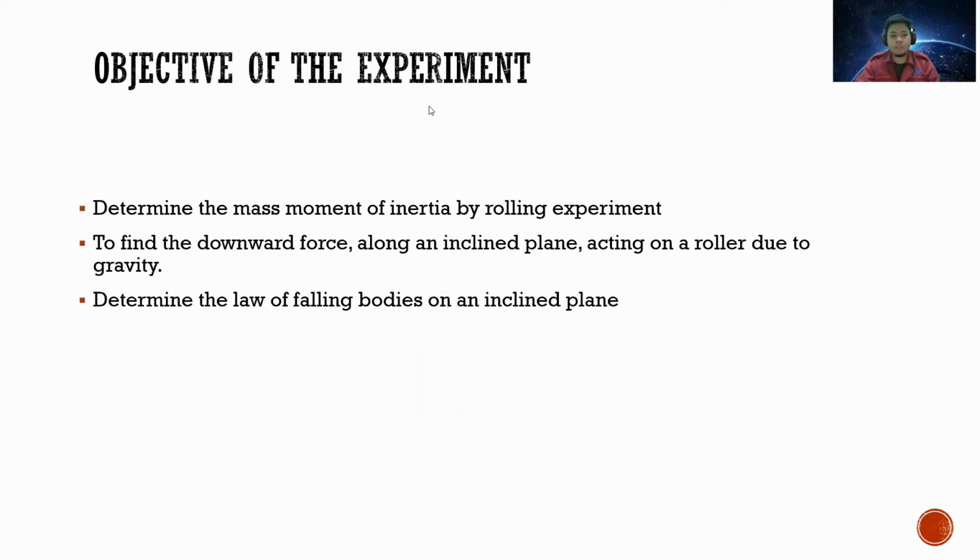Next, these are the objectives of the experiment. The first one is to determine the mass moment of inertia by a rolling experiment, then to find the downward force along an inclined plane acting on a roller due to gravity. And the last one is to determine the law of falling bodies on an inclined plane.